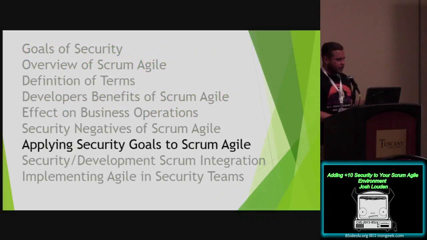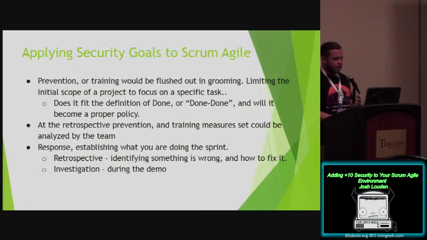So given our previous security goals, how do we apply those to Scrum? With prevention and training, those can be fleshed out in grooming, so you can limit the scope of a specific task, and then figure out if it's proper policy and if it meets the definition of done.